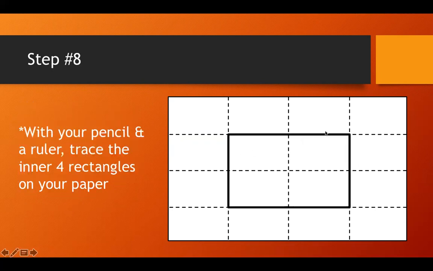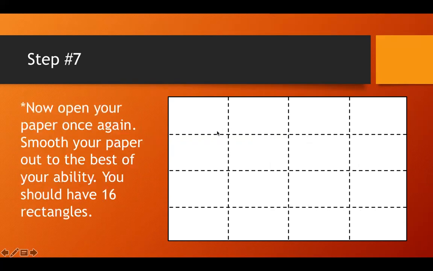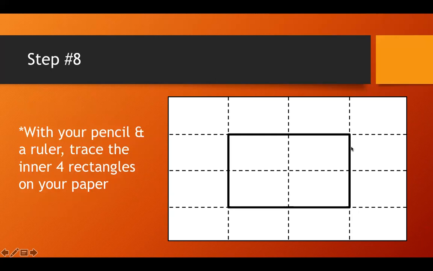With your pencil and your ruler, you are now going to outline the center 4 boxes of your paper. So if you'll look, you have all these folds, right? But you see how there's 4 boxes in the middle. You're going to use your ruler and your pencil, and you're going to outline these 4. So now, this dark line is where you're going to draw with your pencil. Okay, you're going to have an outline right here.